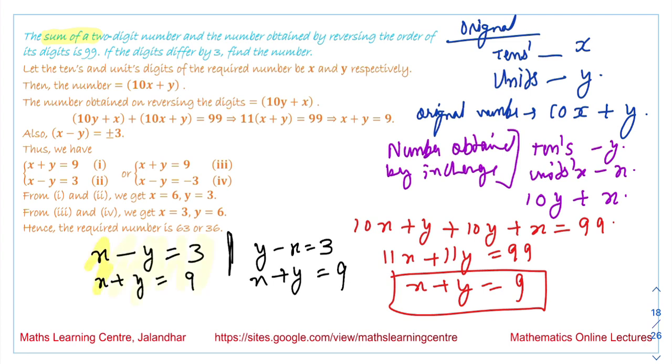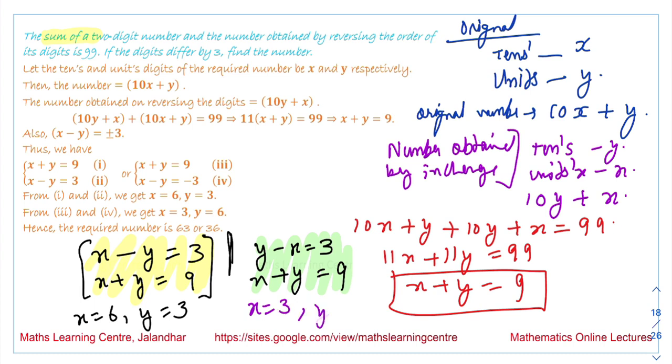One system we have this, second system we have this, and when we solve both these systems of equations, corresponding to the first system you will get x is equal to 6 and y is equal to 3. Corresponding to the second system, you will get x is equal to 3 and y is equal to 6. What are these values representing? These values are the digits at the tens and the units place.